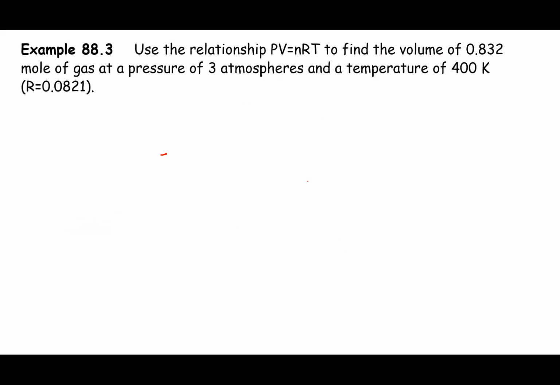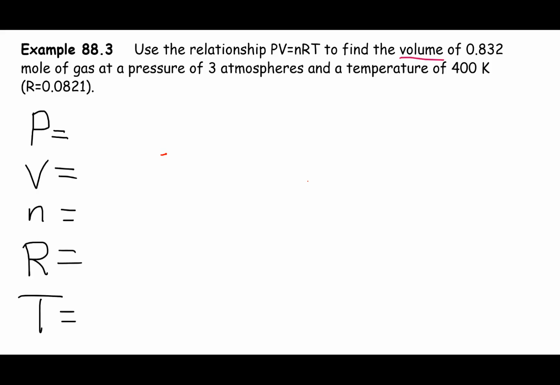88.3, use the relationship PV equals nRT to find the volume of 0.832 mole of gas at a pressure of 3 atmospheres and a temperature of 400 Kelvin. R is still 0.0821. It's always 0.0821. So P, V, n, R, and T. We have that the volume is something that we're looking for. We're trying to find the volume. And then we have 0.832 of a mole.